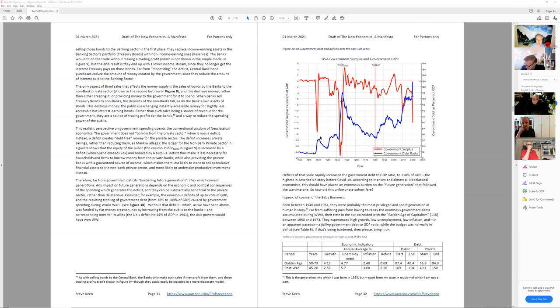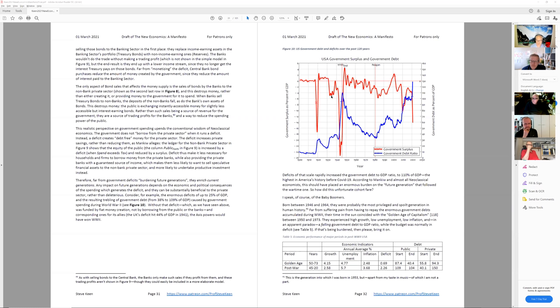Okay, this is my next book, called A New Economics, a Manifesto. And what I'm doing here is looking at the government surplus in America across the whole of the last 120 years. Anywhere above this red line is a surplus, anywhere below is a deficit. You can see that the only sustained period of surplus for the American government, running at roughly 1% of GDP, was the 1920s.